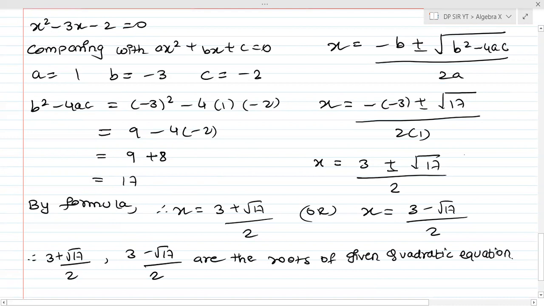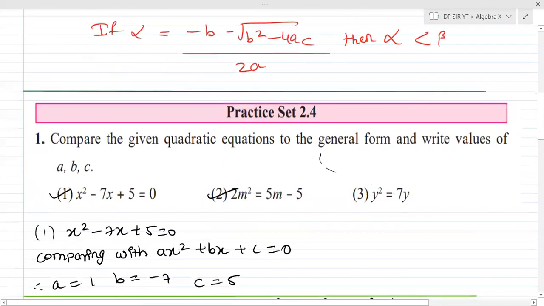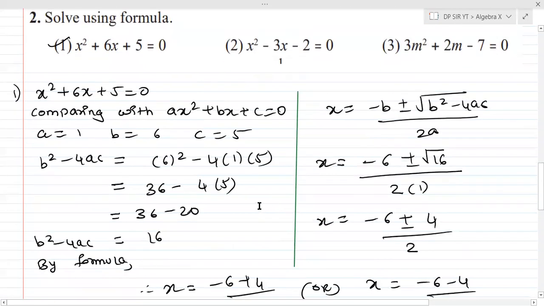Okay, done. So let's go with the third question and the last question for today's lecture. Sorry, I don't know why I'm coming back to this. I'm still not in that zeal to work.